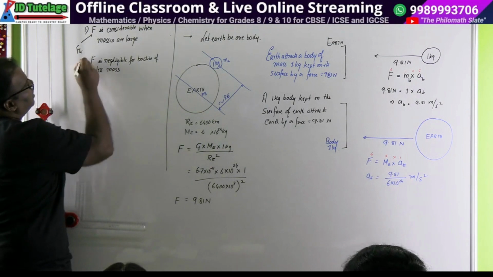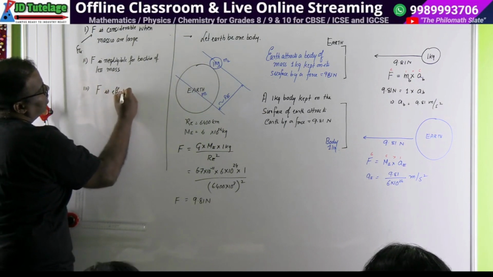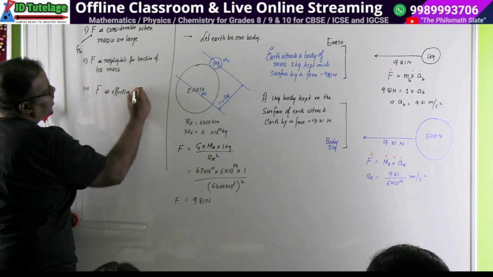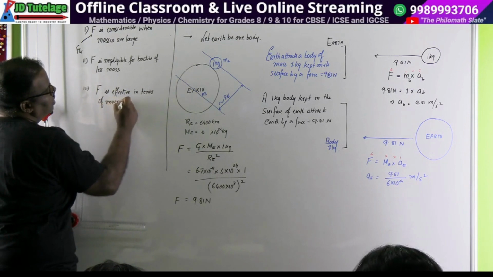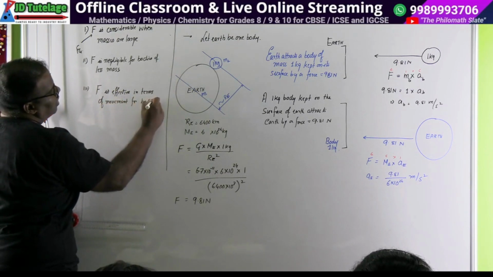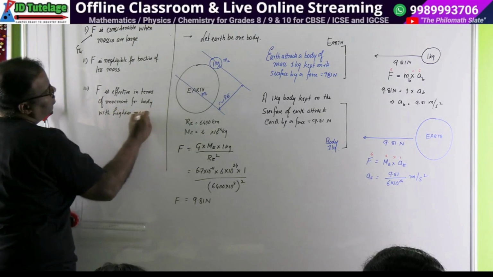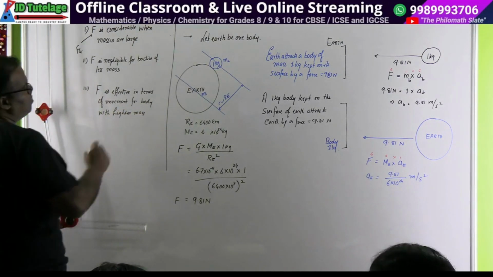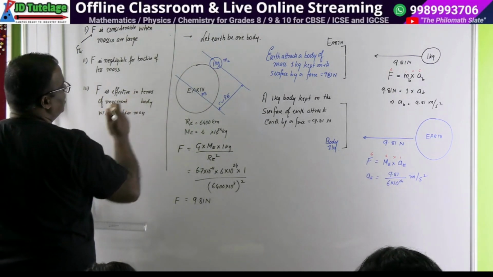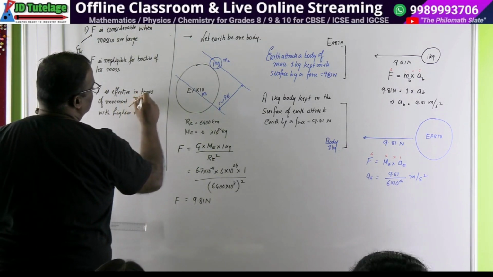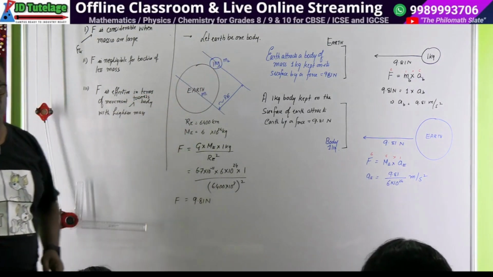Then the third thing that we saw today, that force is effective, in terms of movement, for body with higher mass. They can give you true or false questions, so apply this logic. The force is effective in terms of movement towards body with higher mass. Did you understand what I wrote in the third one? Towards body with higher mass means, like Earth, the movement will happen towards the body with higher mass.